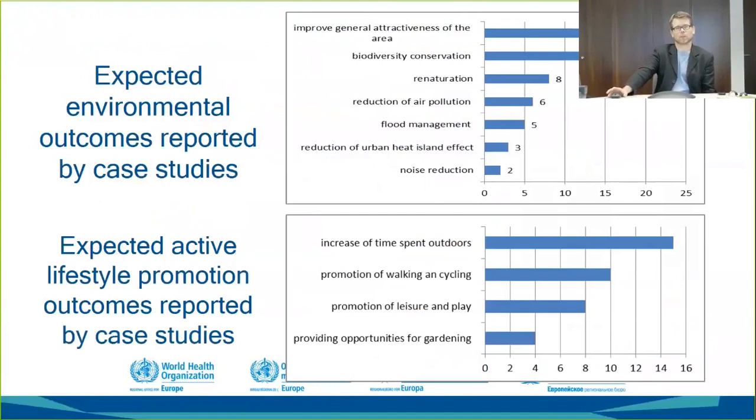When we asked in more detail what are the expected outcomes, those studies that said we have mainly an environmental focus, they mainly wanted to improve the general attractiveness of the area, and there were quite a few case studies that combined biodiversity conservation and ecological approaches with urban purposes such as recreation and leisure. When focusing on active lifestyle promotion, mostly the case studies said that they wanted to increase time spent outdoors for the citizen by creating a nice green space environment. And then, of course, there's promotion of walking and cycling and promotion of leisure and play as the main outcomes.